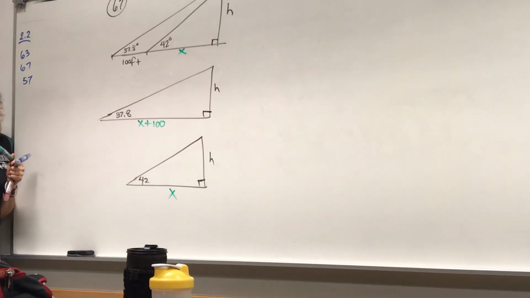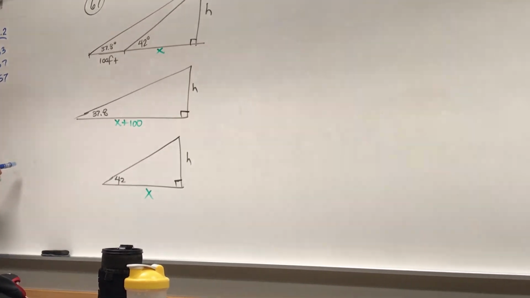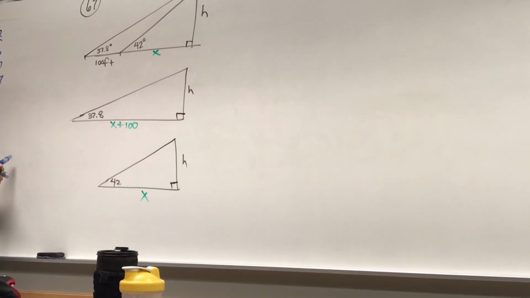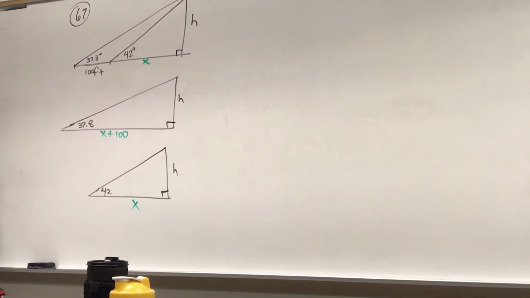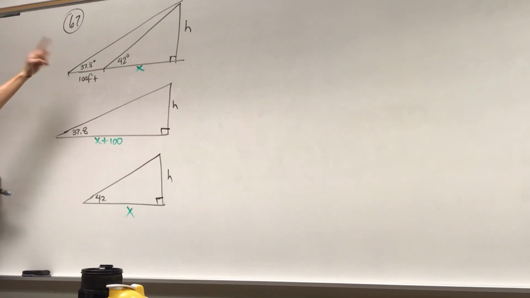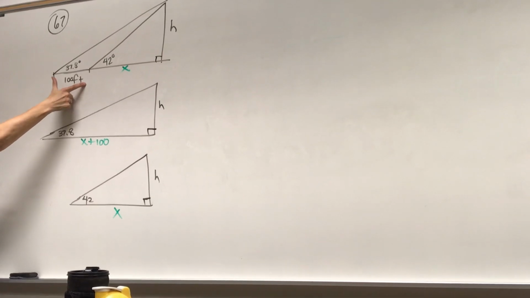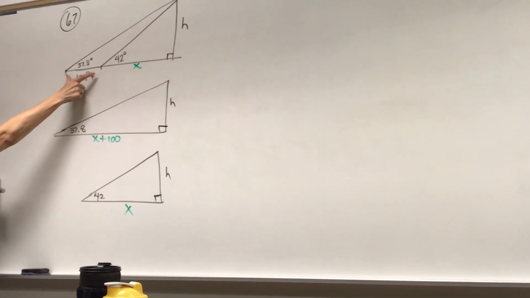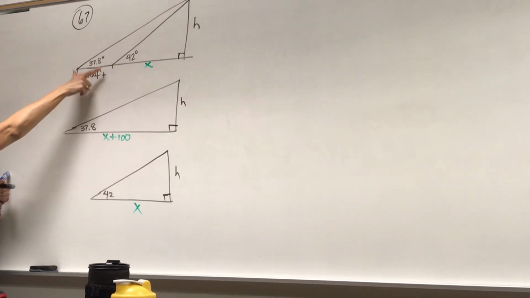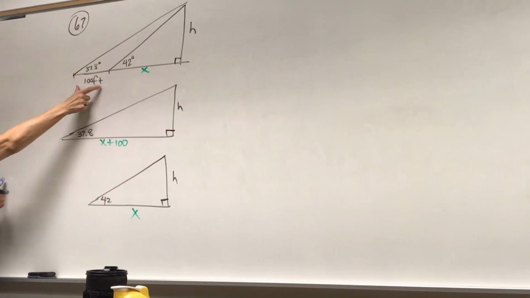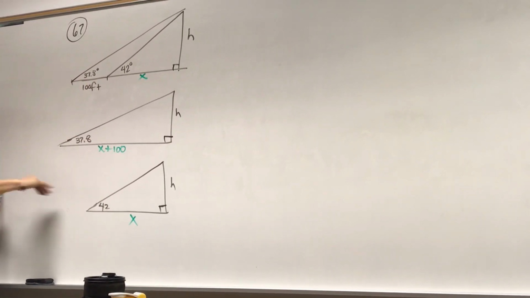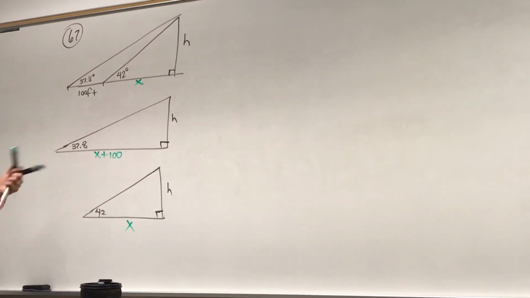Could you do something with the hypotenuse? You could, but the only problem is you'd be doing more work because I know squat about the hypotenuse. And both of these hypotenuse lengths are different. The only thing we know is this distance between the two places where they surveyed and measured the angle to the top of the building. So really utilizing that horizontal distance is going to be important.